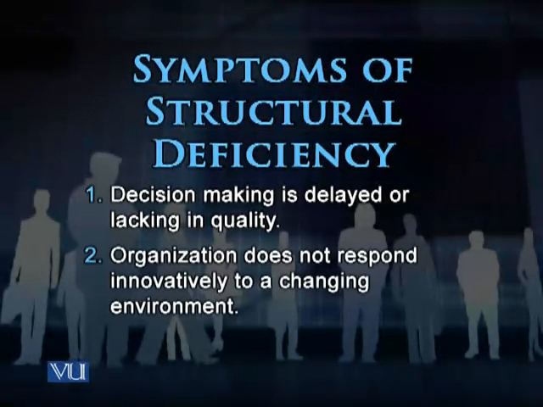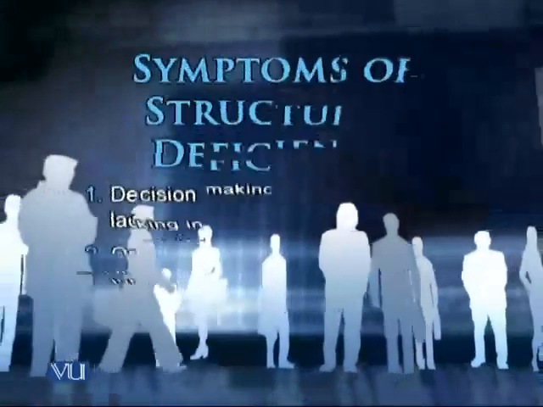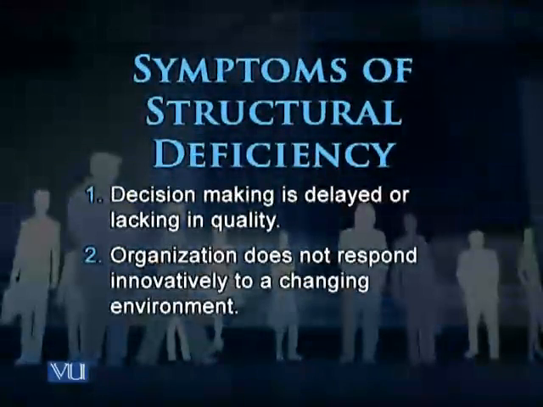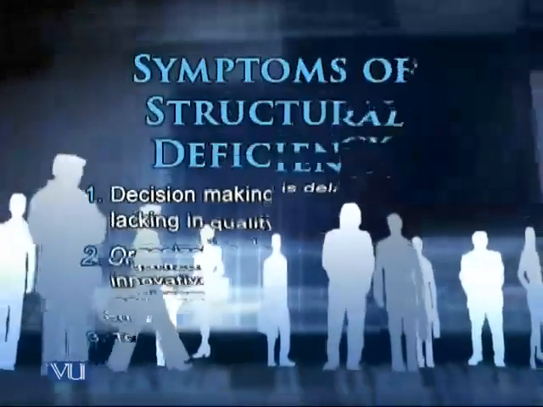The second symptom is that the organization does not respond innovatively to a changing environment. They respond to a changing environment reactively, but not innovatively. Because they respond after a change has occurred, they do not anticipate that change, and they are not flexible and fast enough to come up with an innovative solution at the right time. So if organizations are failing to respond to changes innovatively, that means there is something wrong in their structure.